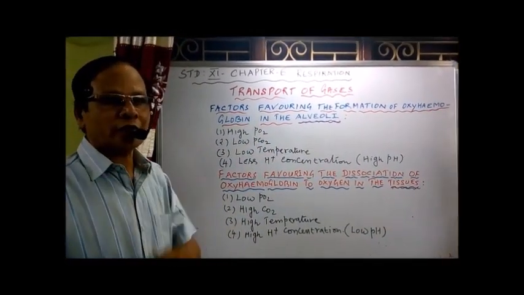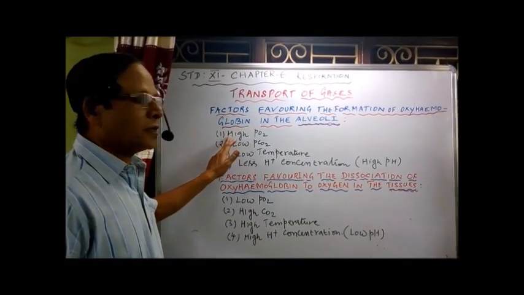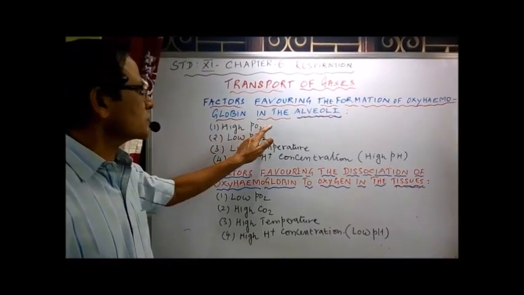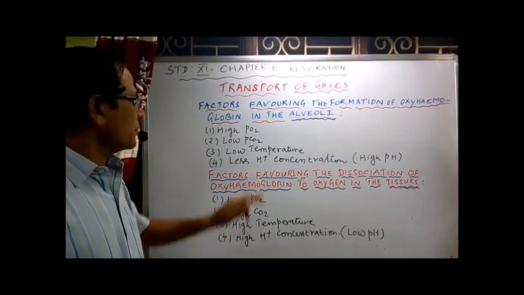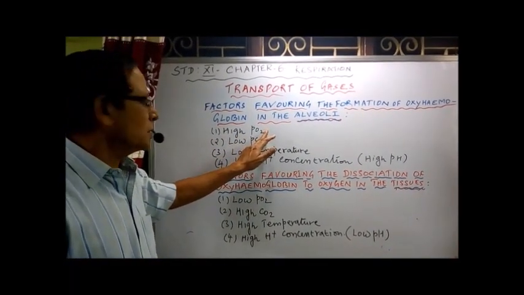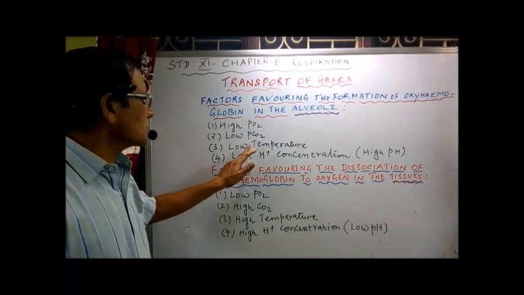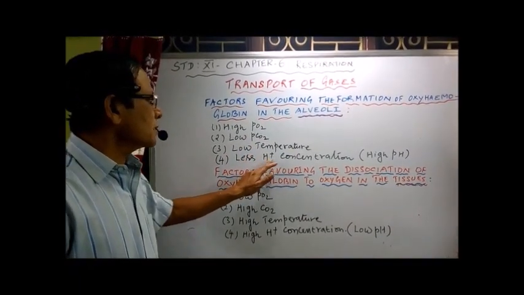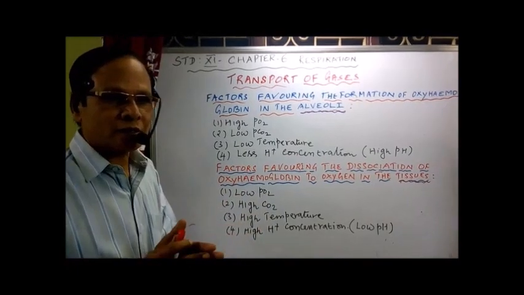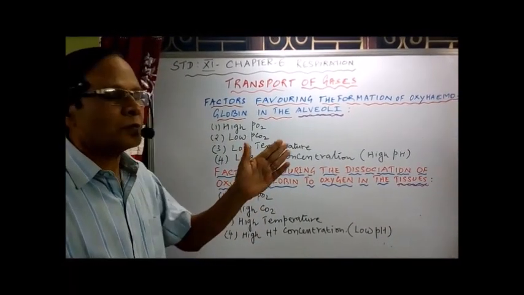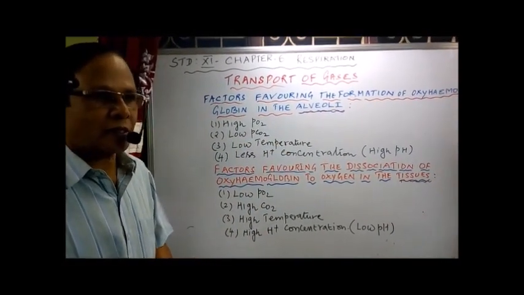There are 4 major factors. Number 1, in the lungs we have high partial pressure of oxygen. When compared to the high partial pressure of oxygen, the partial pressure of carbon dioxide is low. The temperature is also low. Less hydrogen ion concentration. When you have less hydrogen ion concentration, the pH is normally more. Alkaline pH. We can say alkaline pH.